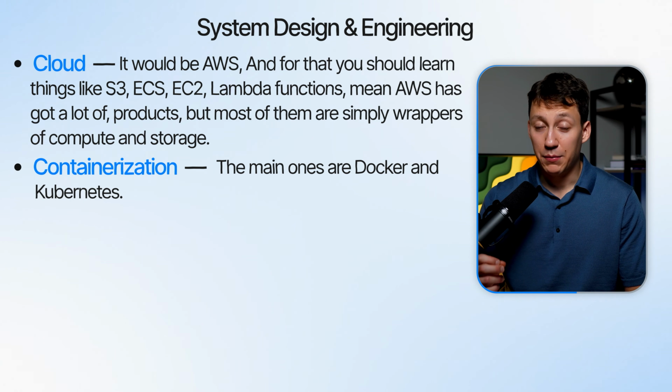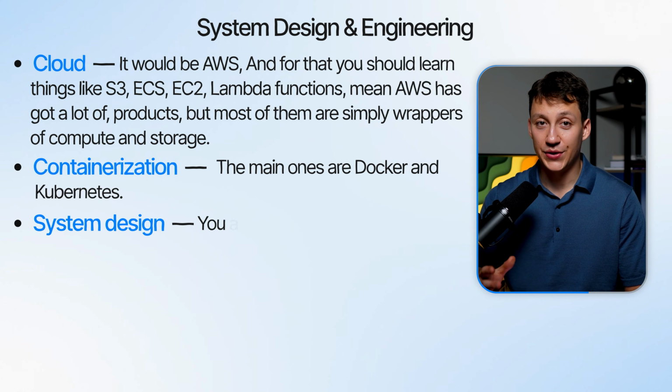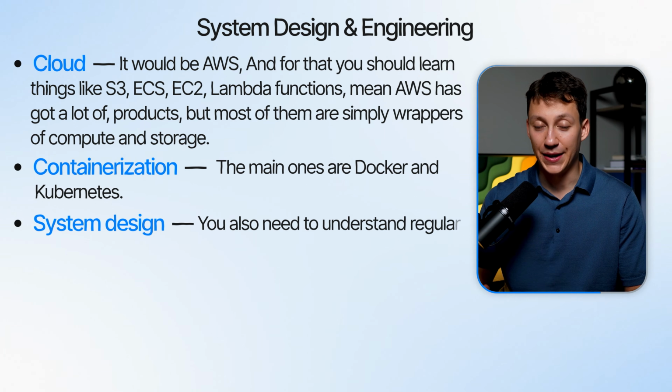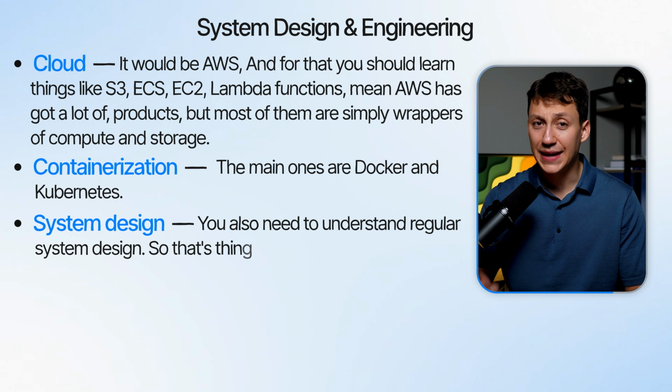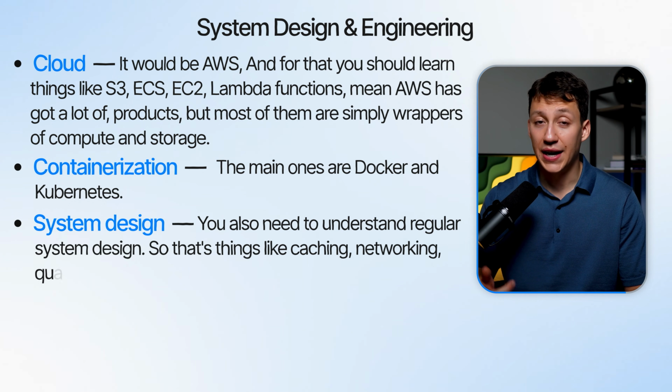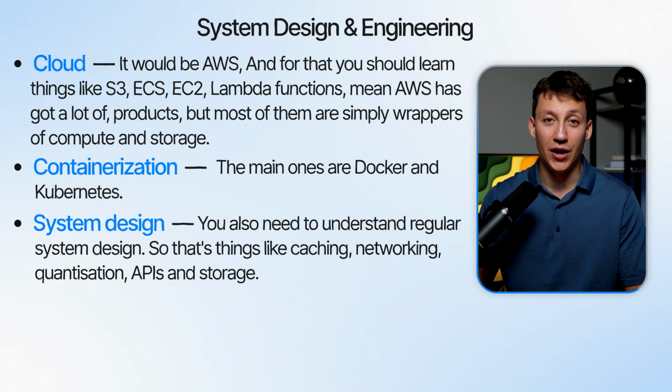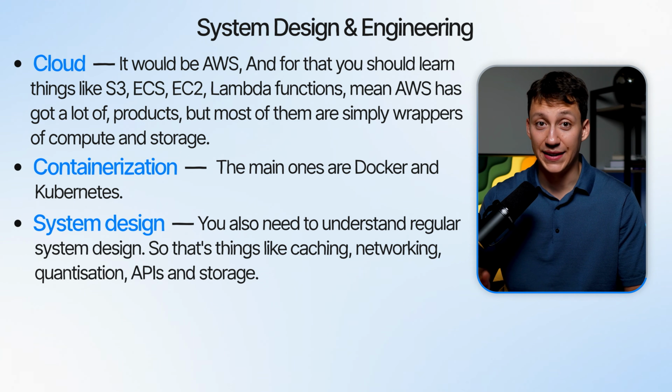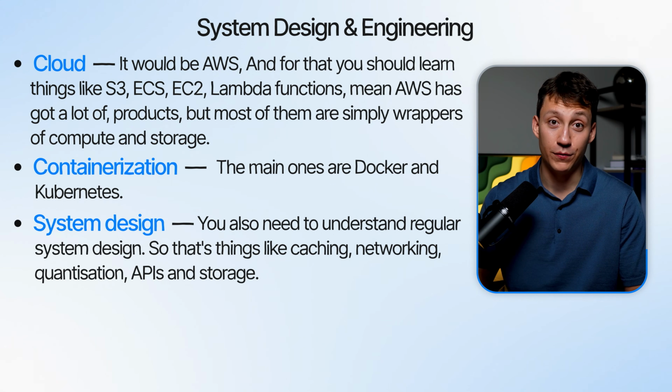To be really good at machine learning system design, you also need to understand regular system design. So that's things like caching, networking, quantization, and APIs. Just anything you'd be asked at a regular system design interview for software engineering, you probably need to know most of that for a machine learning system design interview as well.